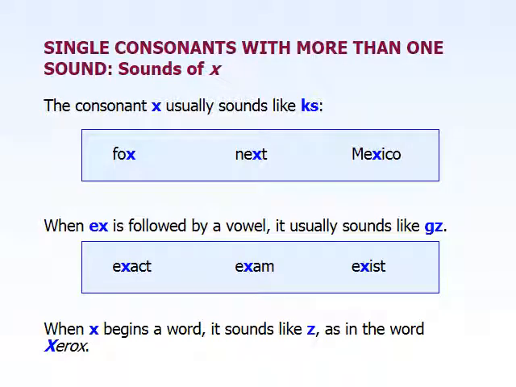But when we have EX followed by a vowel, and this is normally at the beginning of the word, it actually sounds like gz. So it sort of sounds like eggs, right? So we have exact, examine, and exist, when we have these at the beginning of the word followed by a vowel. And the last sound for X is a Z sound, and this is much more rare, when we have the X at the beginning of the word. So we have Xerox. There's also another word, xylophone, where it actually has a Z sound.